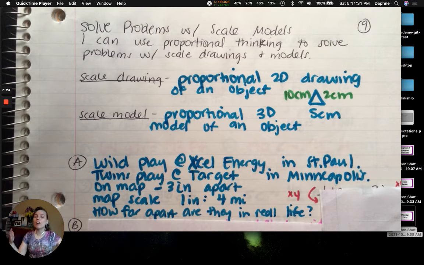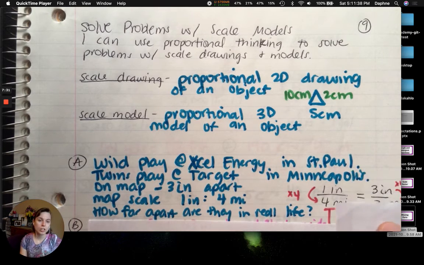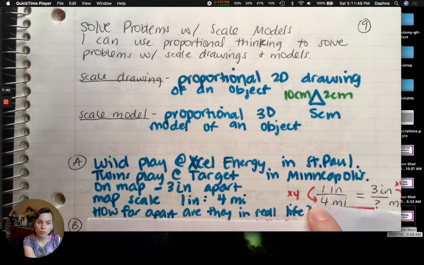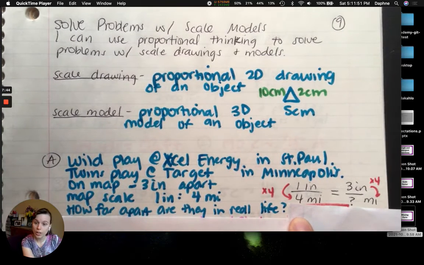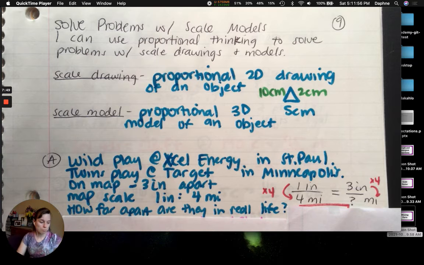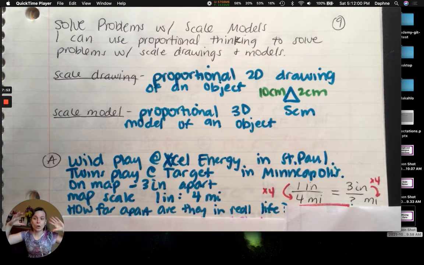So I want to know how far apart are they in real life? Now, they gave me a ratio, 1 inch to 4 miles. That means that I know one of my fractions is going to be 1 inch to 4 miles. I don't know the other ratio completely, so I need to figure out what's compared to what. Inches and miles, they're both two different units. So inches gets its own row because they're being compared together. And miles gets its own row.